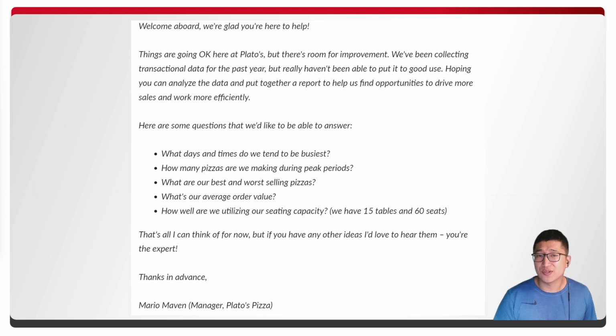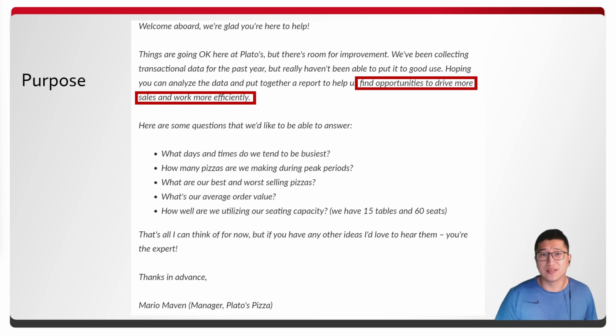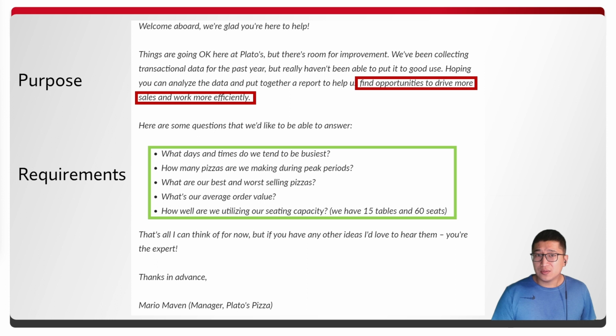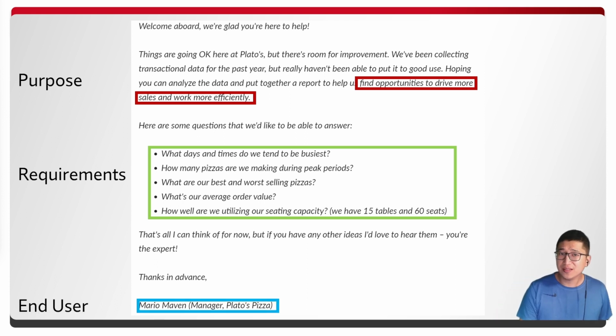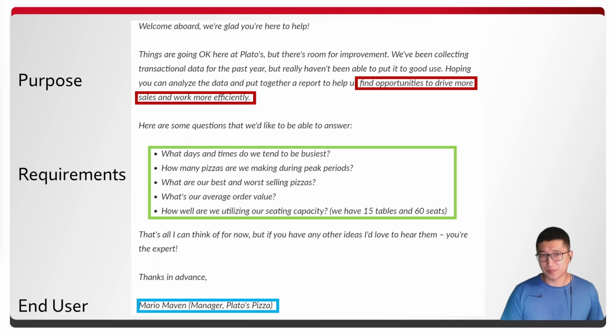If we go back to the pizza challenge, we're given written requirements and it's signed by the end user. The purpose is to find opportunities to drive more sales and work more efficiently. And we also have explicit requirements that aid the direction of how we meet the report's purpose. This includes visibility on busiest times, the most popular pizzas, and some other distinct questions we'll try to answer within the report. And finally, we know that this is for the manager of the pizzeria.